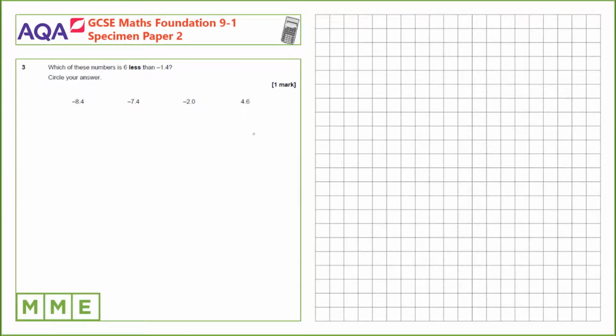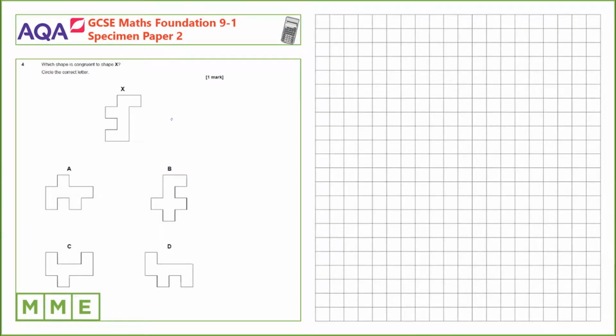Question 3. Which of these numbers is 6 less than minus 1.4? The calculation we need here is minus 1.4, take away 6. So minus 1.4, take away 6, which is minus 7.4. We can do that on a calculator if we need to.